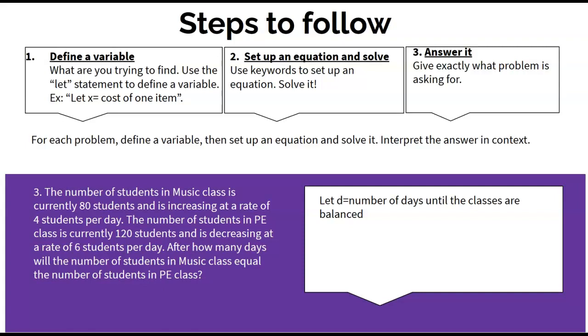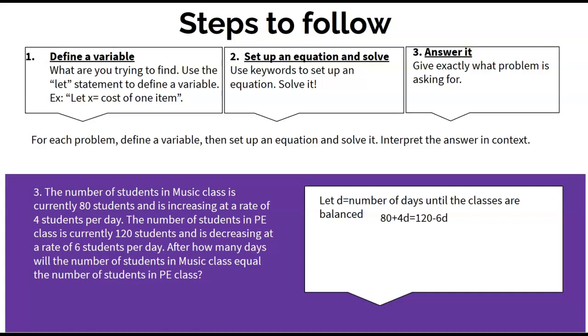In the PE class, on the other hand, we have 120 students, and it's decreasing at a rate of 6 students per day. So it's 120, but when it's decreasing, we're taking it away. So 120 take away 6 students per day, 6 times D. And because the classes should be balanced, the number of students in both classes should be equal. So here is the equation. 80 plus 4D equals 120 minus 6D.